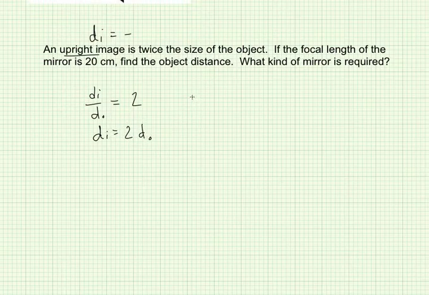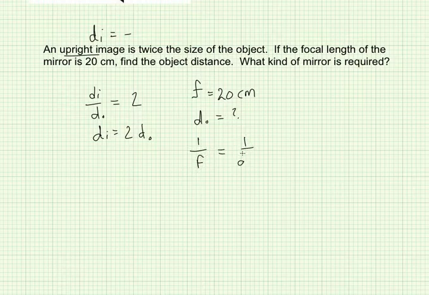Now it says the focal length of my mirror is 20 centimeters. And the question is, find the object distance. So we know we've got this mirror equation, 1/F = 1/DO + 1/DI. But right now we have a problem. I gave you the value of F, but you don't know DO, you don't know DI. We have two unknowns, and as soon as you have two unknowns, we have to have two equations. And that's where this guy comes into play.